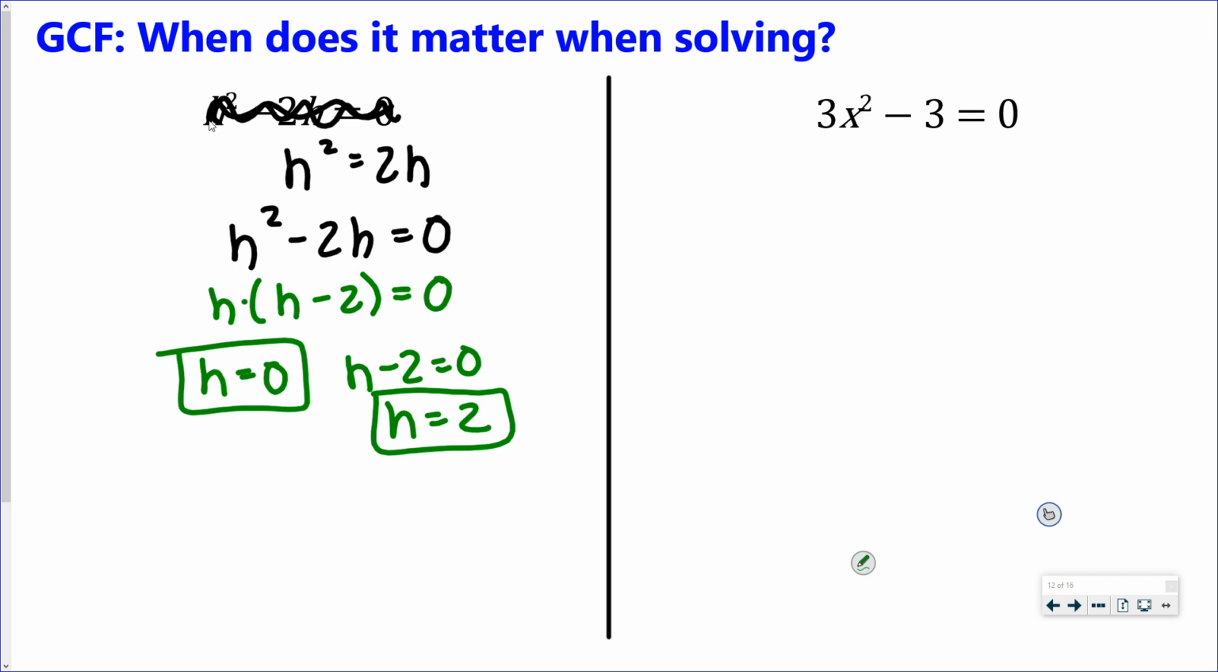Let's look at when that doesn't happen. This is another great example. Okay, this one's already set equal to 0 for me. What's my GCF here? What can I factor out? 3.